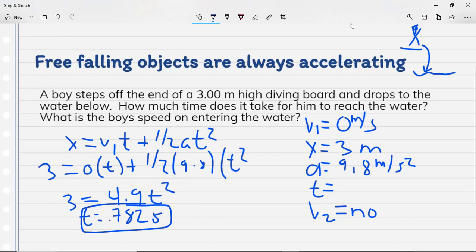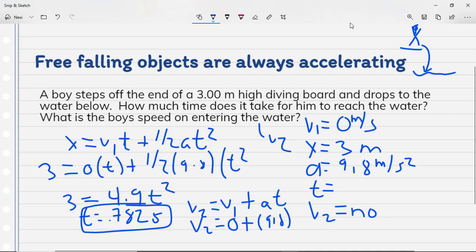Now the question wants to know, what is the boy's speed on entering the water? So what we're solving for is v2. So we can pick pretty much any equation that we have where we have a value for v2 and solve. So let's just use that very first equation. v2 equals v1 plus a times t. v2 equals 0 plus acceleration due to gravity times time, 0.782. What we get is v2 is 7.67 meters per second.